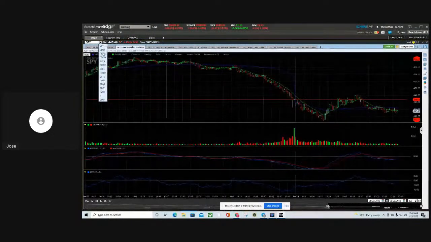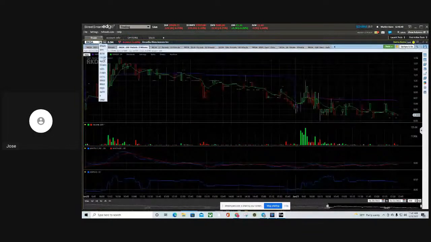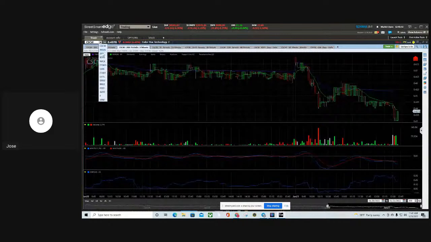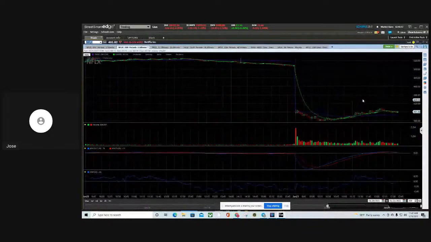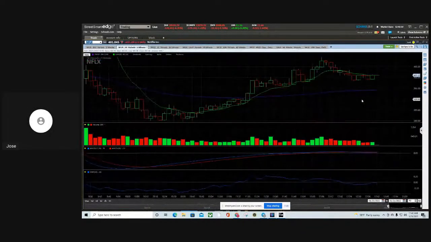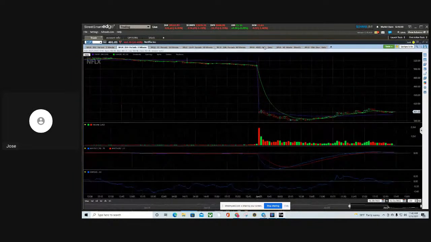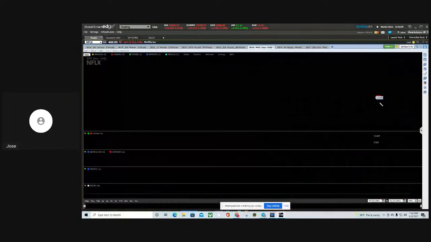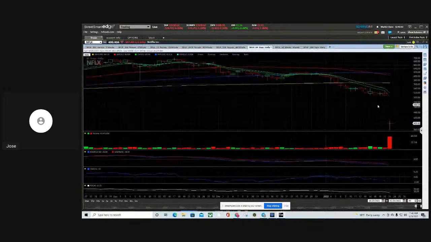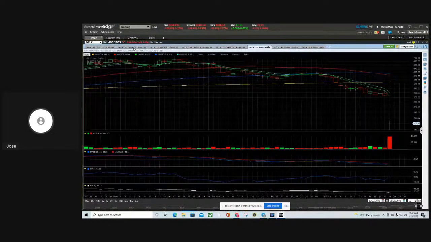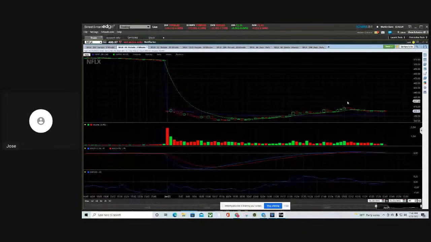Look at RKDA. Ugh. Netflix. I think this goes down some more. Let's see how she closes today. She could go up two and then start moving down again. We'll see. I've got it on watch for some put options.